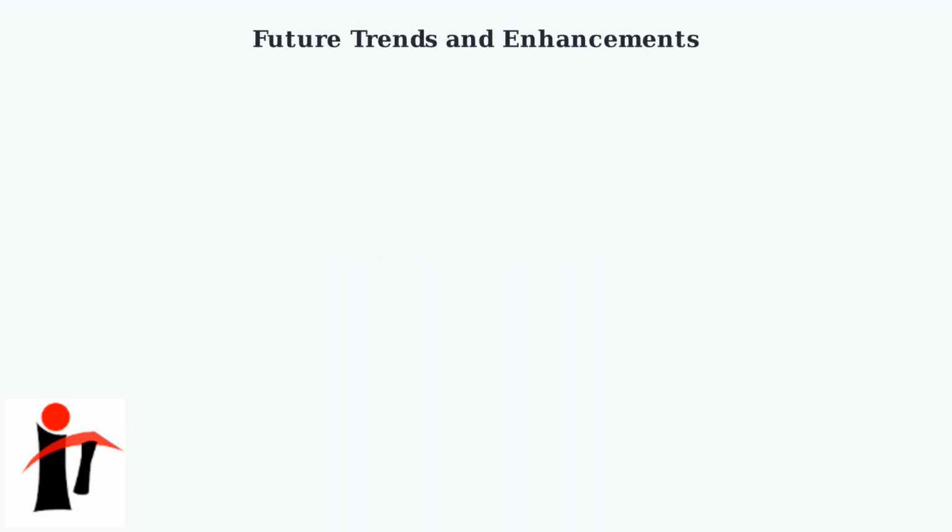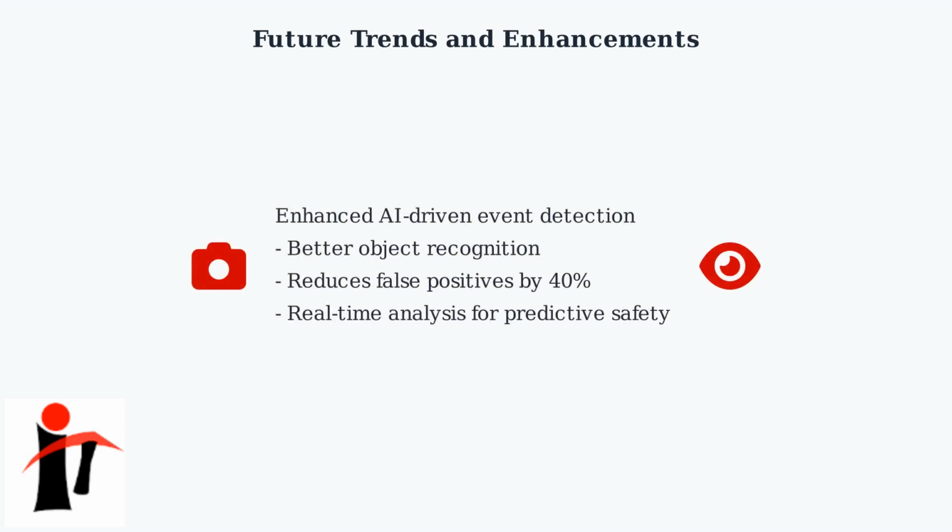Tesla continuously updates its recording systems with new features and improvements through over-the-air software updates. Expect enhanced AI-driven event detection with improved object recognition, distinguishing between animals and humans to reduce false positives by up to 40% since 2023. This includes real-time analysis for predictive safety, alerting about road hazards.